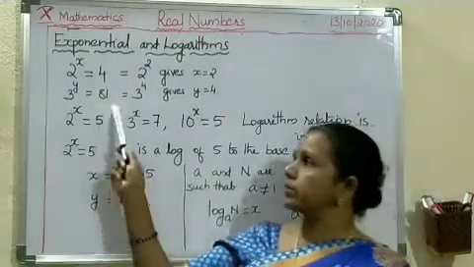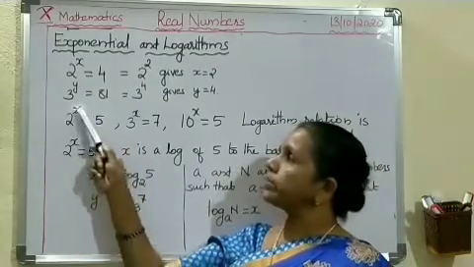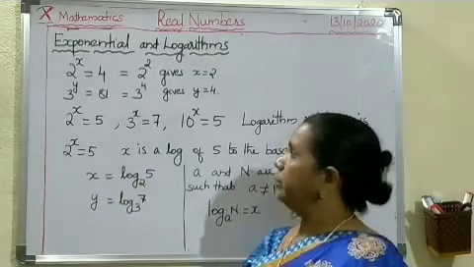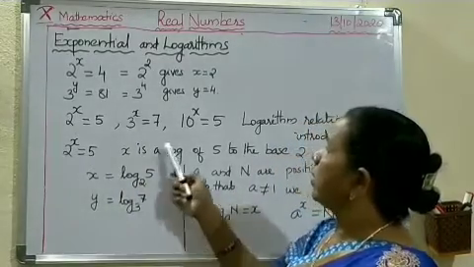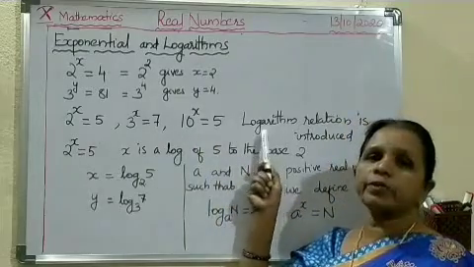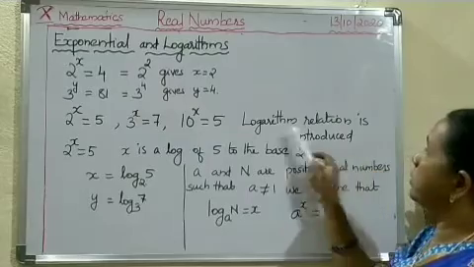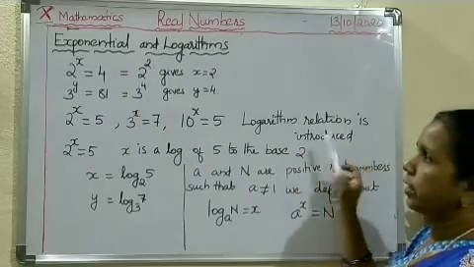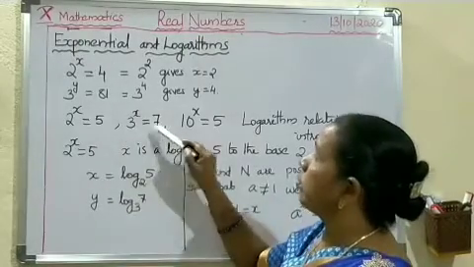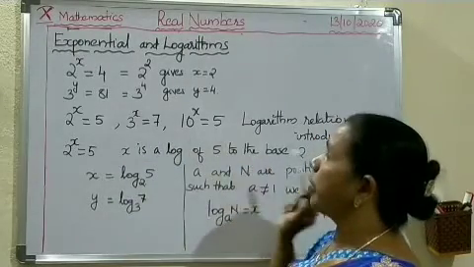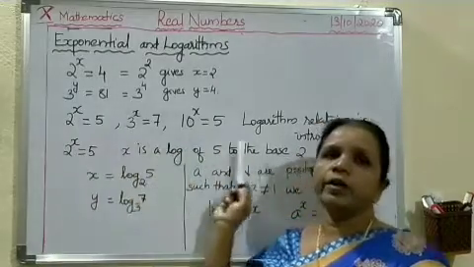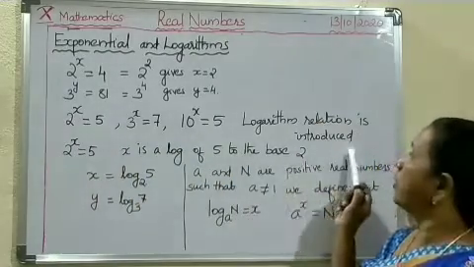But in cases like 2 to the power x is equal to 5 and 3 to the power x is equal to 7, we cannot understand what the value is. Or 10 to the power x is equal to 5, we are introducing another relation, that is logarithm. Logarithm we are introducing for these cases. These values we cannot understand directly. In these cases, we are introducing the logarithm relation.